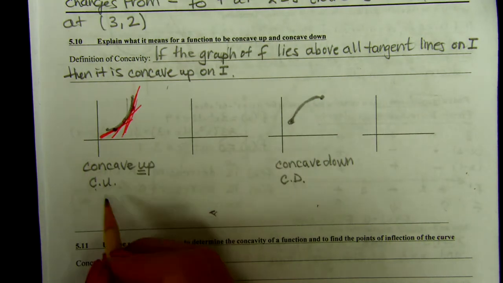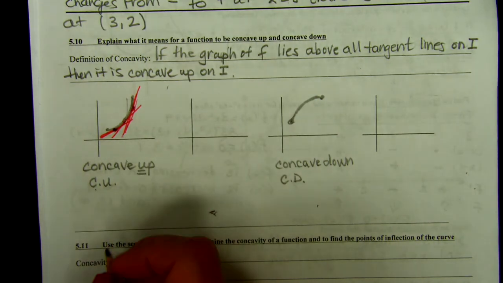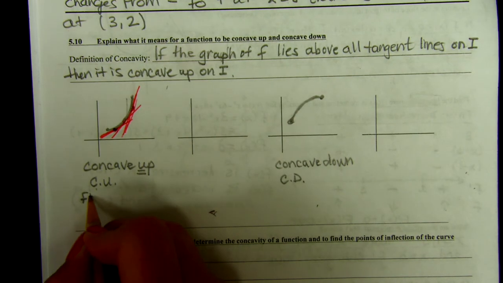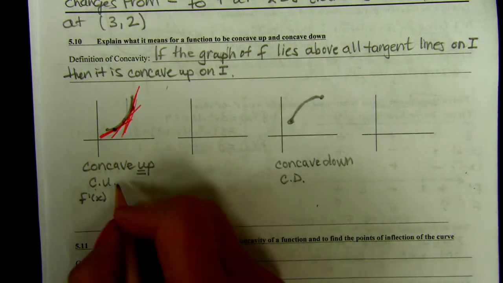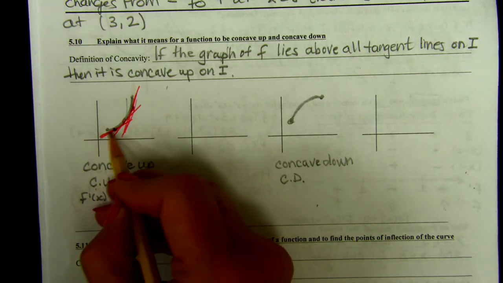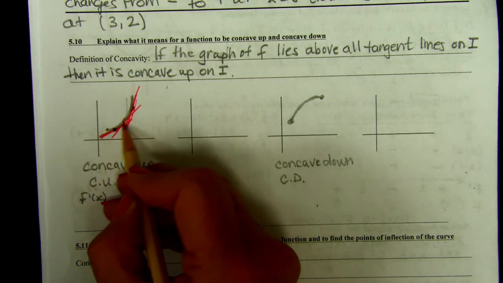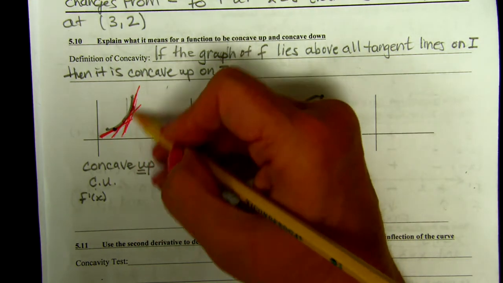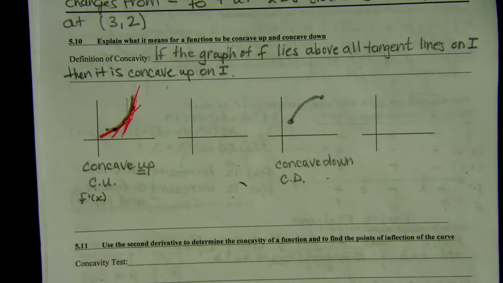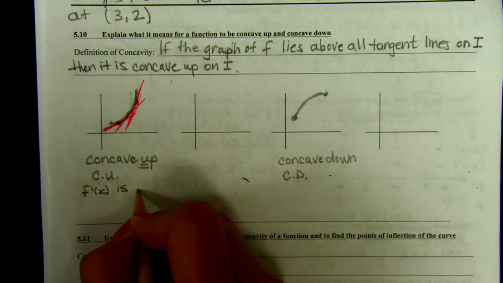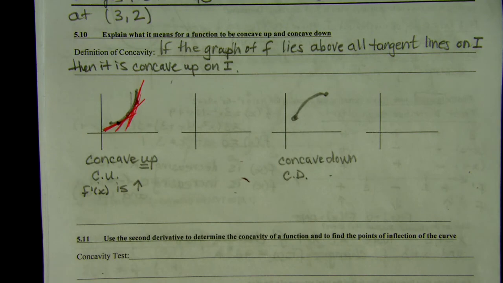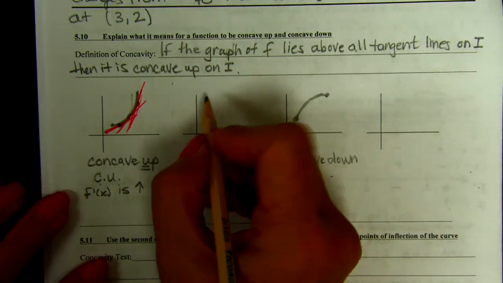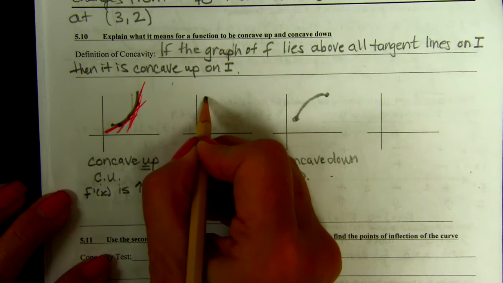So what is happening with those tangent lines? Well, those tangent lines are getting steeper and steeper and steeper, right? Here, maybe the slope of that tangent line is 1/2. Here, maybe the slope of that tangent line is 1. Here, maybe the slope of that tangent line is 2. So f prime is increasing, and that's going to become important in a minute. Okay, let's draw another picture of a curve that is concave up.